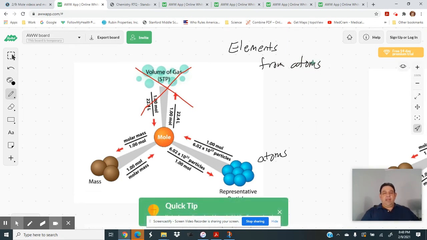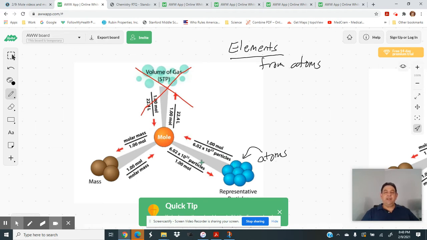In this case, these are going to be atoms right here. Next week, these may represent molecules, but right now we're dealing with atoms because we're just working with elements. We can have a certain number of atoms and turn them into moles, and we can turn moles into atoms. I said molecules earlier, I meant moles. We're not doing anything with molecules until next week.